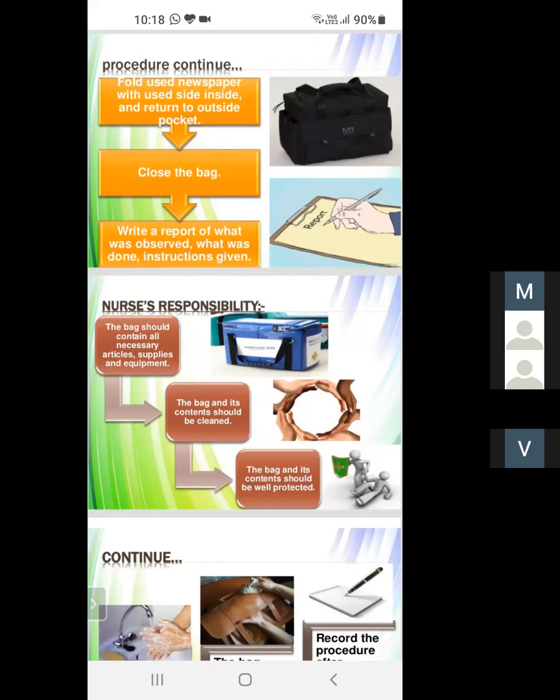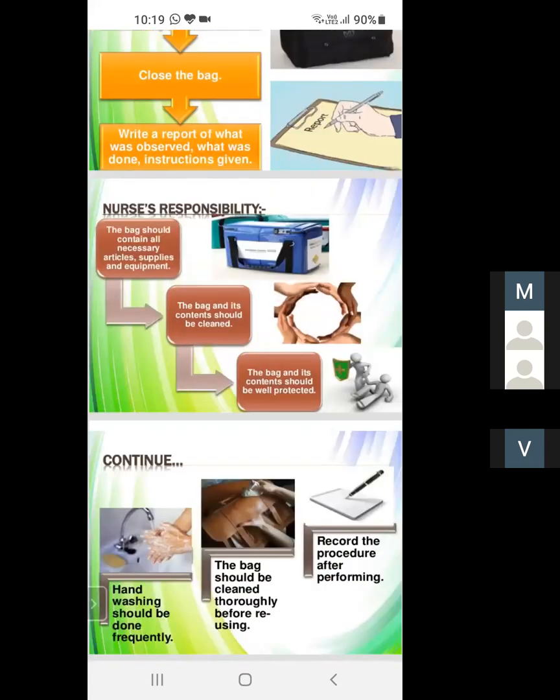The bag should contain all necessary articles, supplies and equipment. The bag and its content should be cleaned, and the bag and its content should be well protected. That is the nurse's responsibility. Okay, and hand washing should be done frequently. When opening the bag and doing the procedure, you clean your hand thoroughly, and the bag should be cleaned thoroughly before reusing. After using, you should clean the bag.